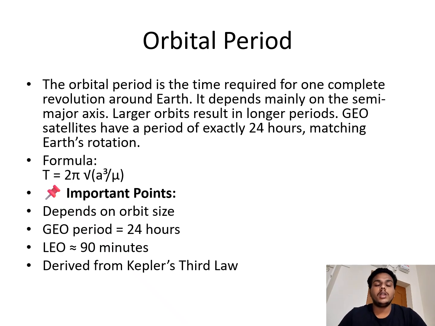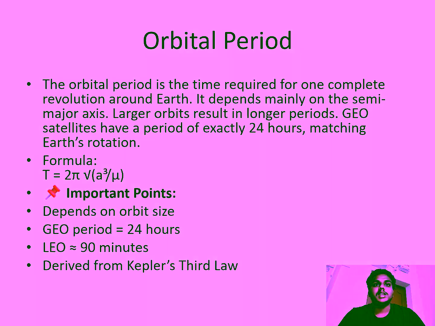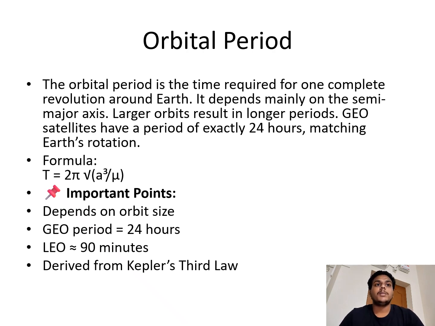Now we are talking about the orbital period. The orbital period is the time required for one complete revolution around the Earth and it depends mainly on the semi-major axis. Larger orbits result in longer periods. GEO satellites have a period exactly matching the Earth's rotation. And the formula for orbital period is T equals 2 pi square root of a cubed by mu.